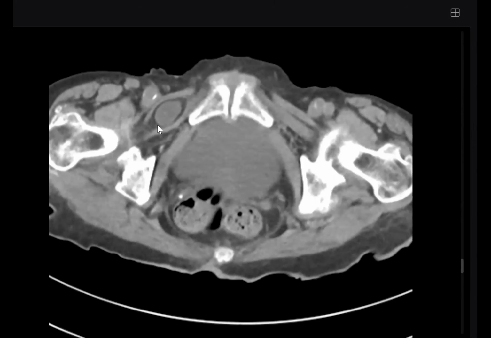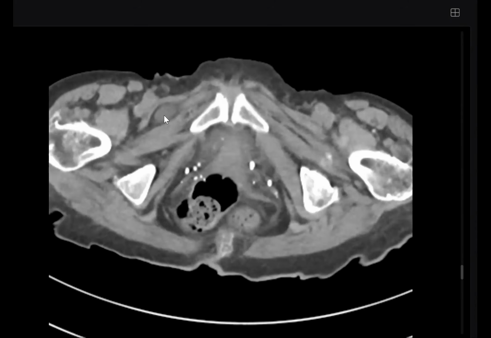I'll give you another case. This is a classic obturator hernia. Okay, you see now, obturator internus, externus, pectineus. This is a classic location of obturator hernia. It's a common exam case, very common exam case.